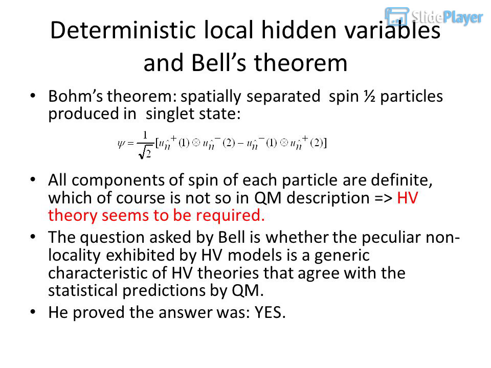Deterministic local hidden variables and Bell's theorem. Bohm's theorem, spatially separated spin half particles produced in singlet state. All components of spin of each particle are definite, which of course is not so in QM description, so a HV theory seems to be required. The question asked by Bell is whether the peculiar non-locality exhibited by HV models is a generic characteristic of HV theories that agree with the statistical predictions by QM. He proved the answer was, yes.